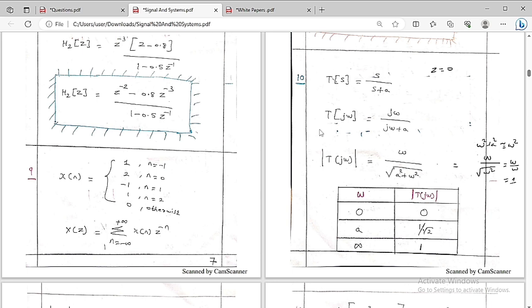The zero is at 0 and the pole is at minus A. So if you plot in the S plane, then what are you going to get? This is a zero and this is a pole. You can see clearly, this is a lead compensator, because the zero is closer to the origin compared to the pole. So this is called the lead compensator.